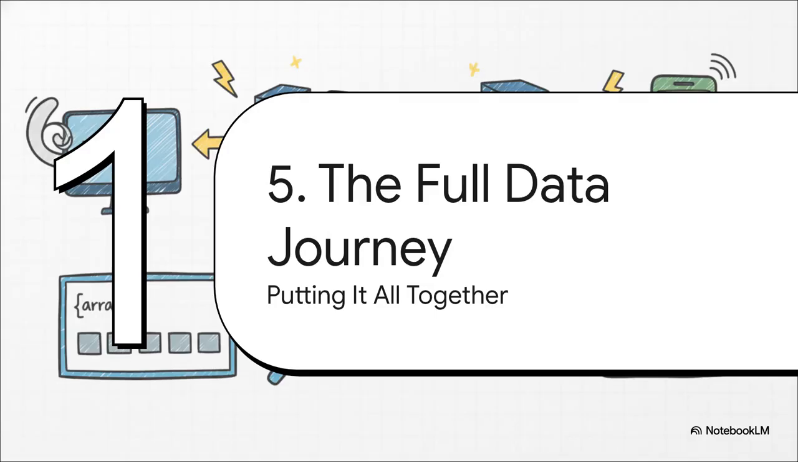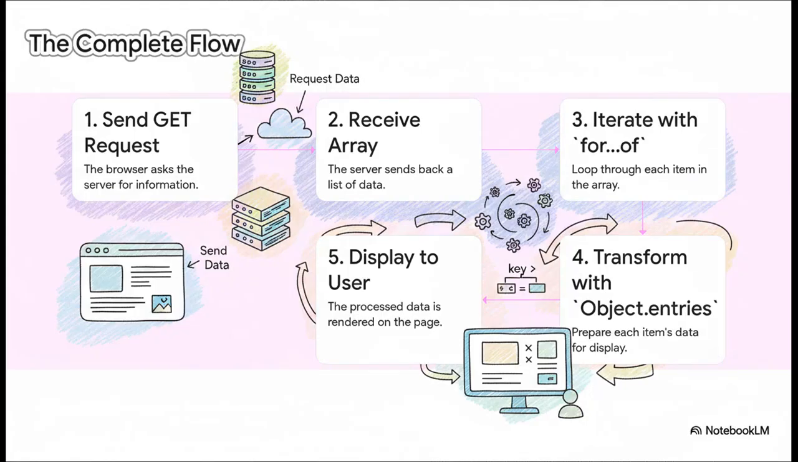All right, we've gone deep into all the individual steps. Now let's pull the camera back and see the entire journey all at once, from that very first request all the way to the final result on the screen. And here it is, the whole process from start to finish. Step 1, the browser sends a GET request to ask for information. 2, the server sends back an array full of data. 3, we use that awesome for-of loop to look at each item. 4, we use Object.entries to transform each of those items. And finally, 5, we take that perfectly prepared data and use it to build what the user actually sees.